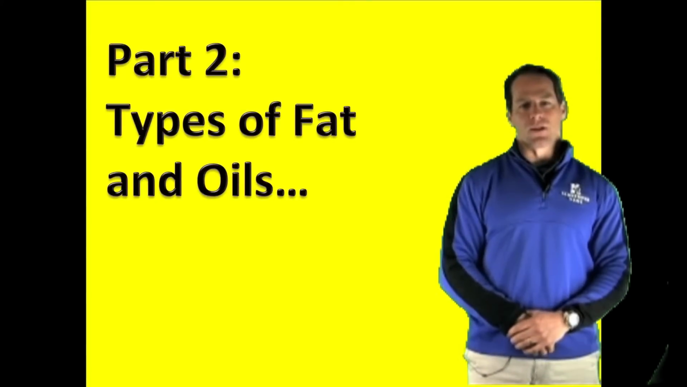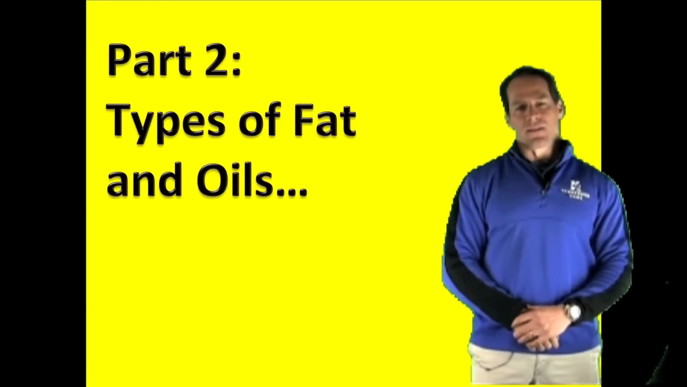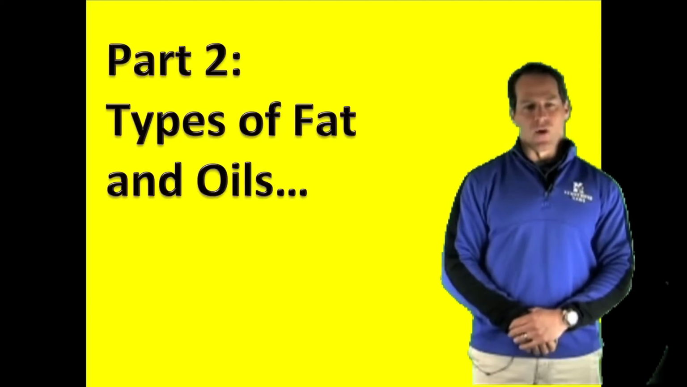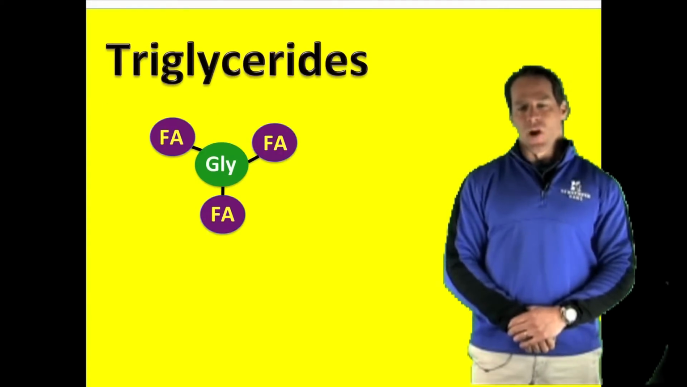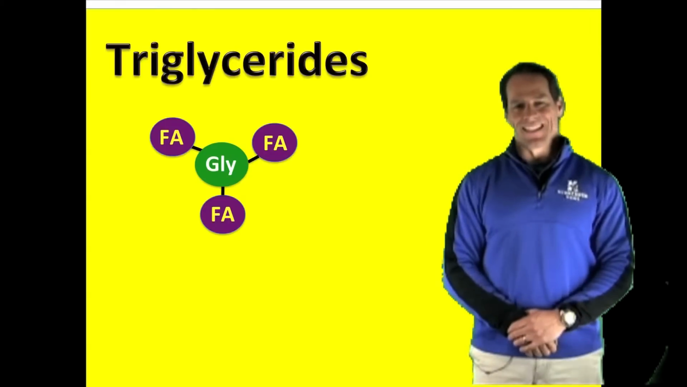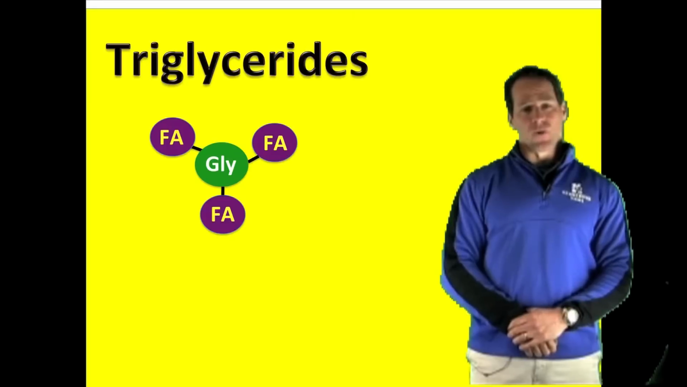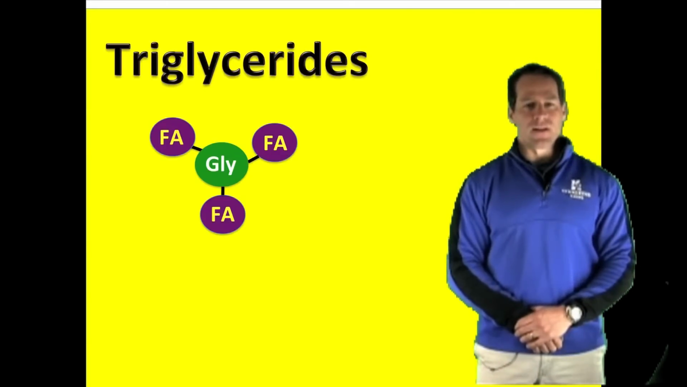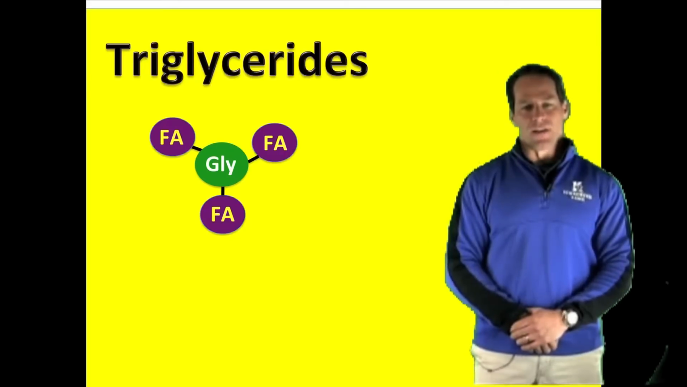Continuing on with my discussion of the controversial nutrient fat, today I would like to discuss the different types of fat and oils. Triglycerides are found in the food we eat. They are referred to as triglycerides because they contain one glycerol molecule attached to 3 fatty acid groups. The characteristic of each fat is determined by the length and molecular makeup of each fatty acid.